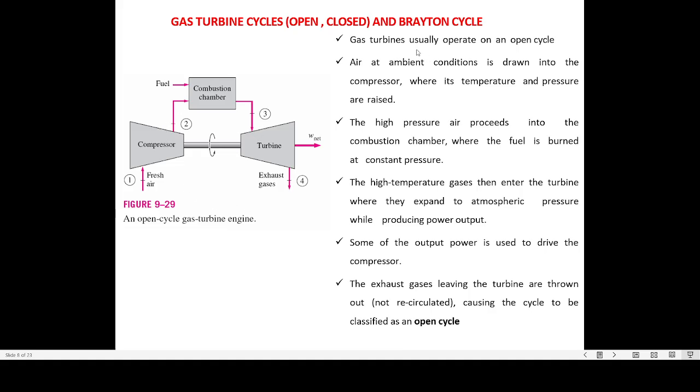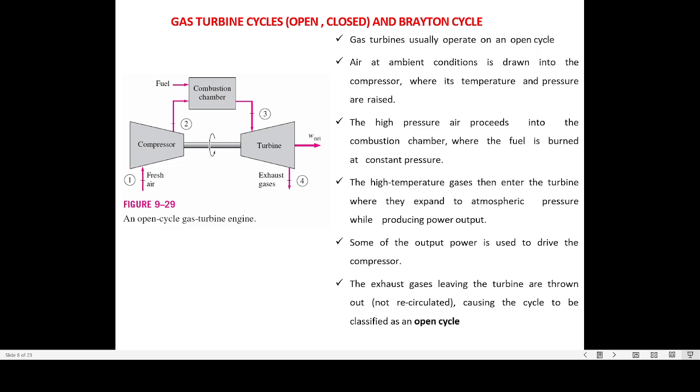A point-wise description for this arrangement can be seen here. Gas turbines are very popular. They usually operate on the open cycle. Air at ambient condition is taken into the compressor where it is pressurized, and not only the pressure but the temperature of the air also increases, isn't it?